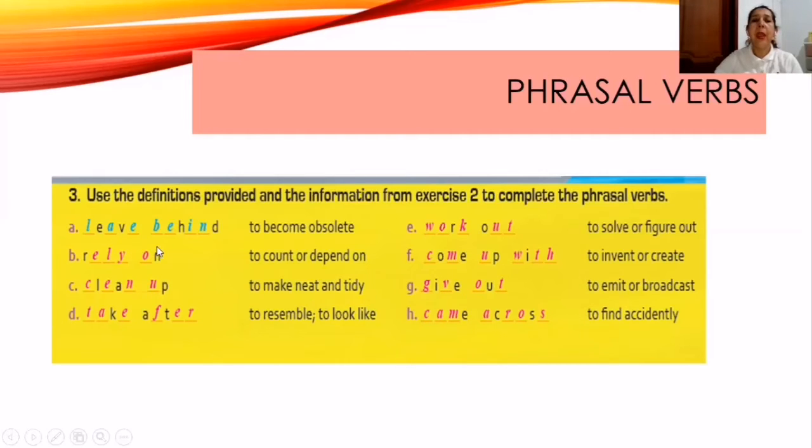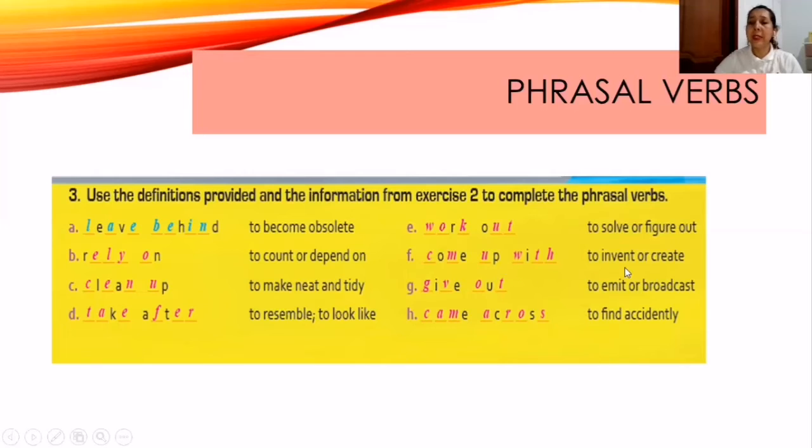For example, leave behind, to become obsolete. Maybe they can translate rely on, to count or depend on. In other situations, rely on means another thing. Clean up, to make neat and tidy. Take after, to resemble or to look like. Work up, to solve or figure out. These verbs have another meaning in other contexts.